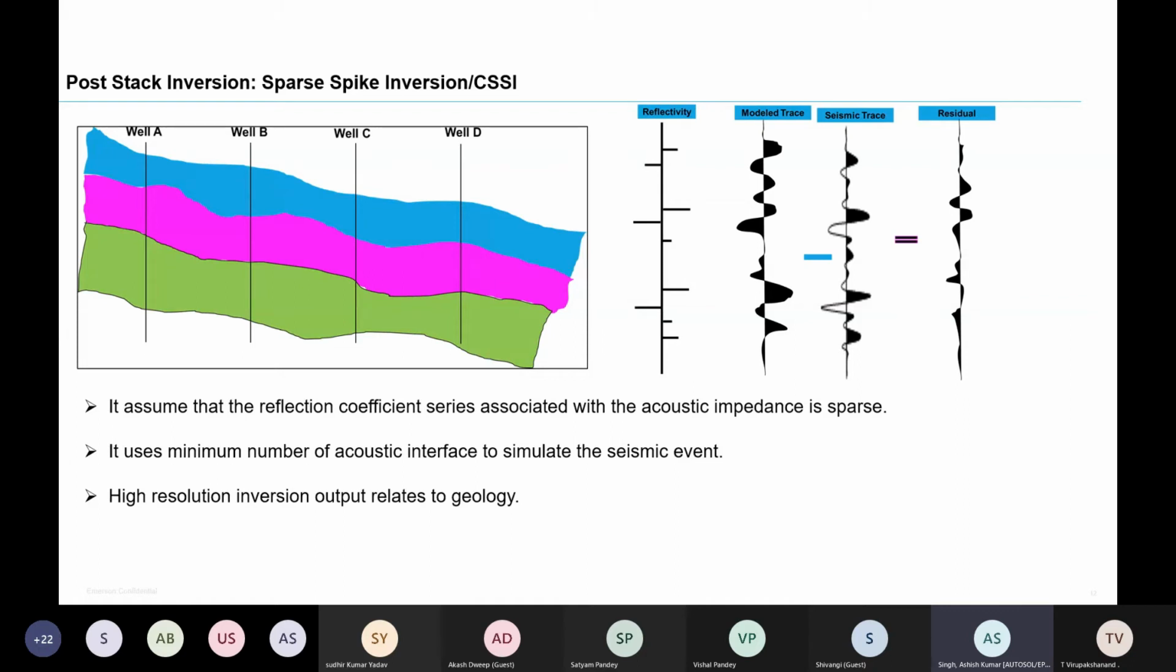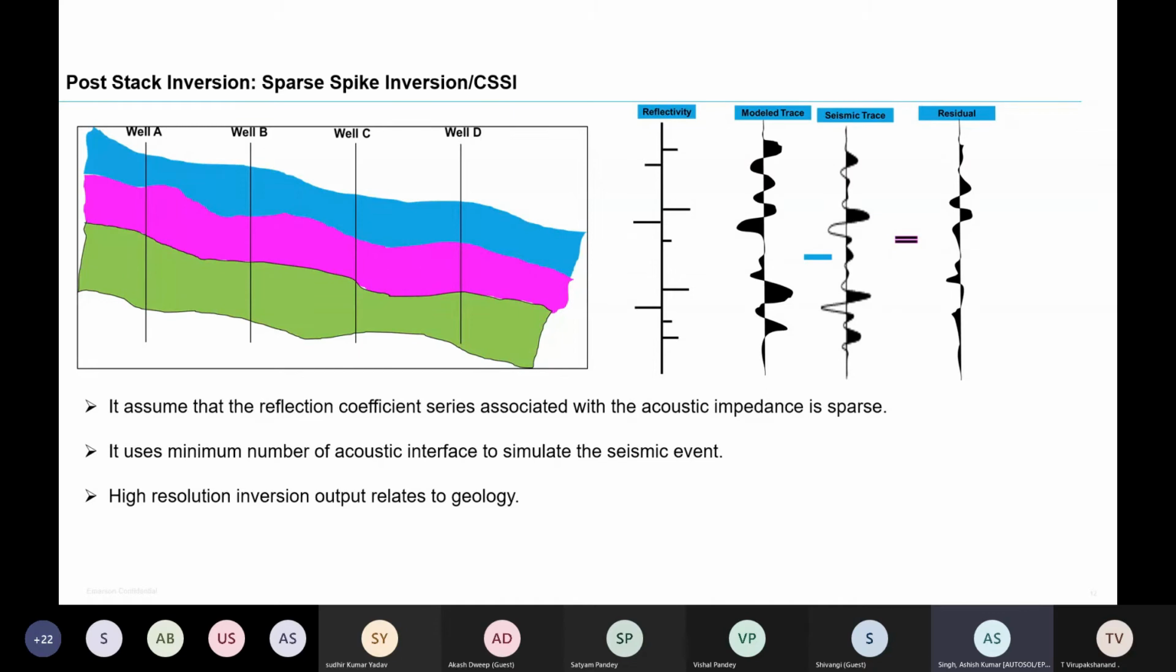So what is the drawback of sparse spike inversion? Let's understand. Suppose you are adding more spikes than necessary to generate the model trace. Then you are enhancing the resolution of the data and frequencies which are not actually present in your seismic data. So this is the issue. If you do the best parameterization in this inversion, then it will be very fruitful. Okay, so this is sparse spike inversion.